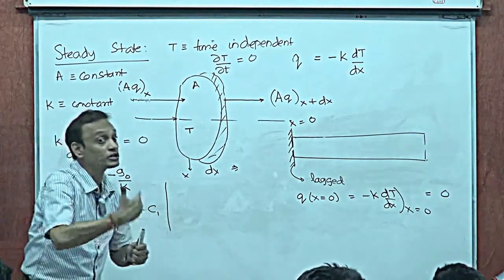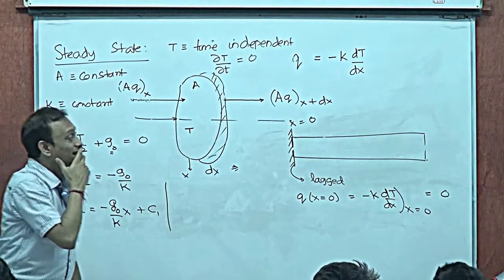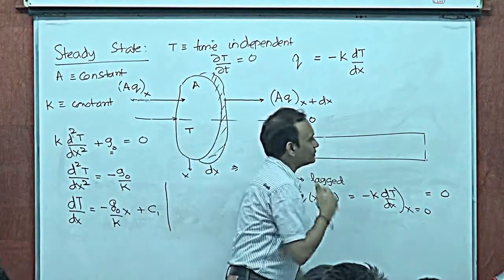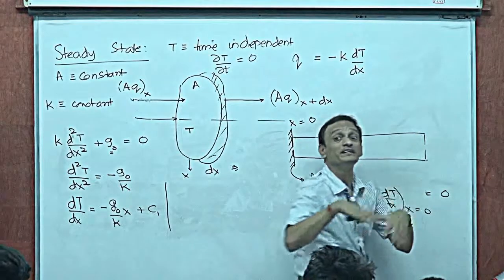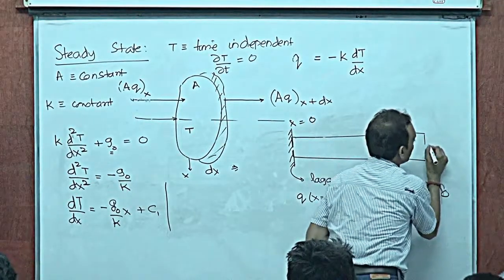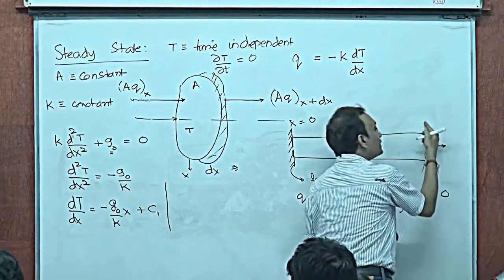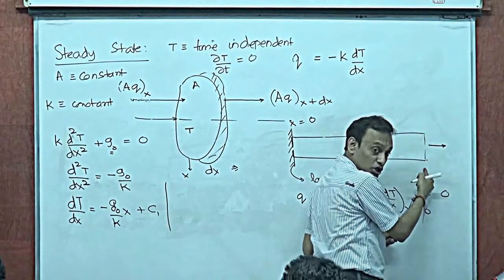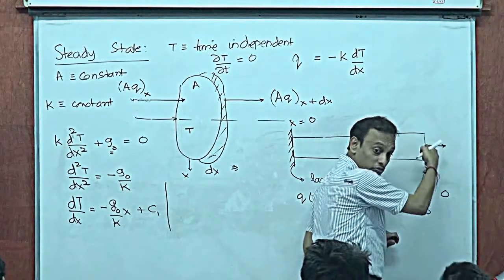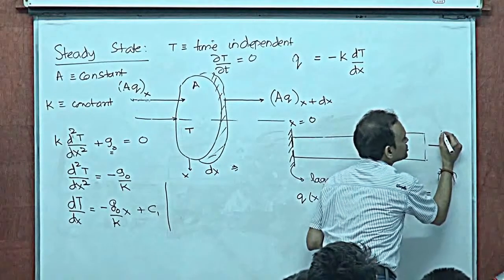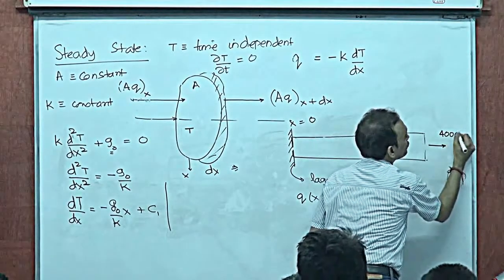The third kind of boundary condition possible is, for example, by some indirect means they might have determined that the heat flow rate, or the heat flux, through this cross section is 4,000 watts.